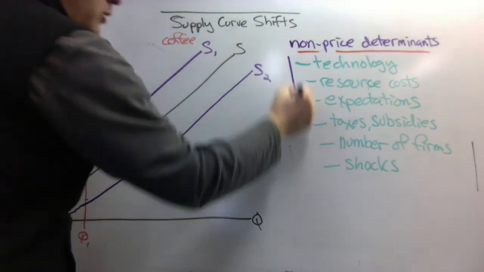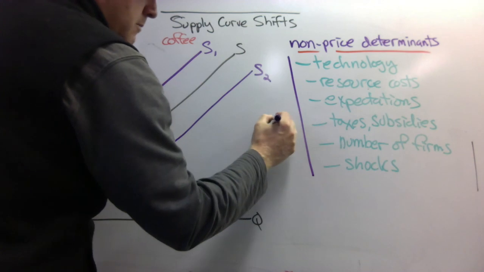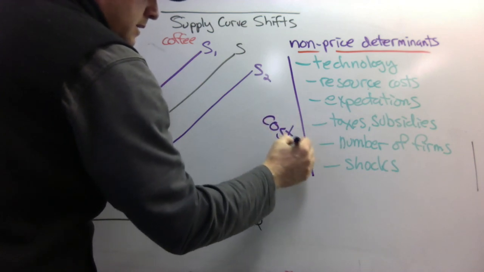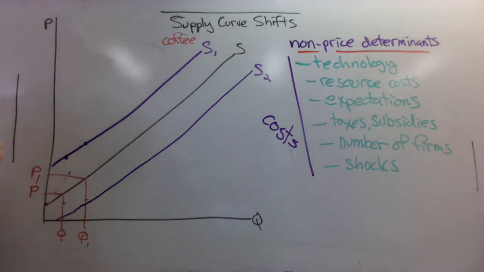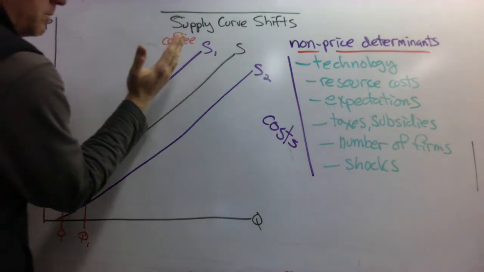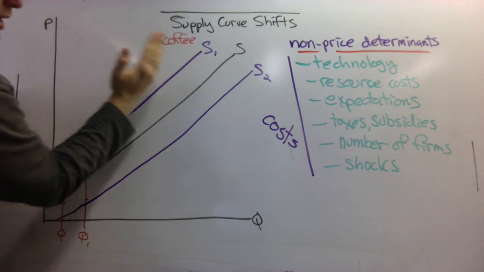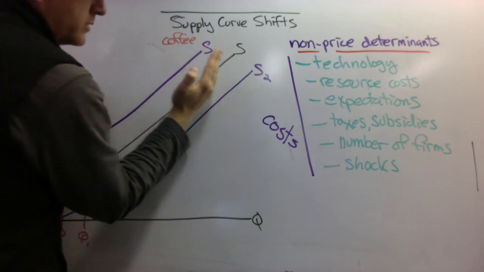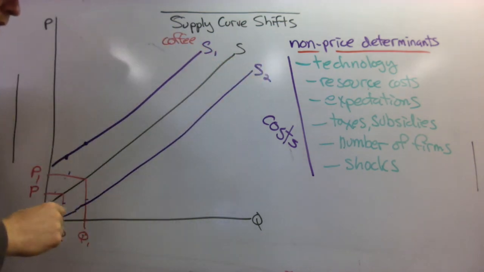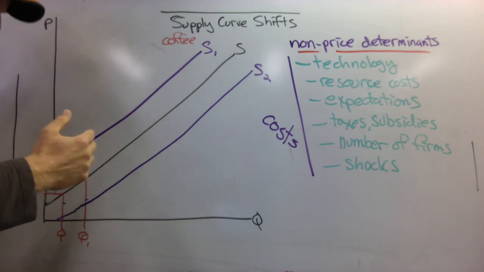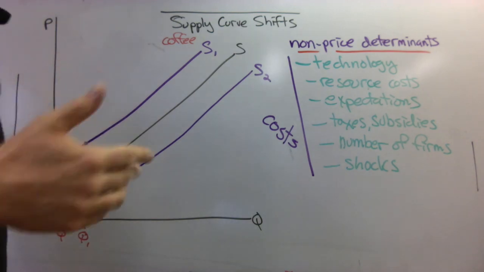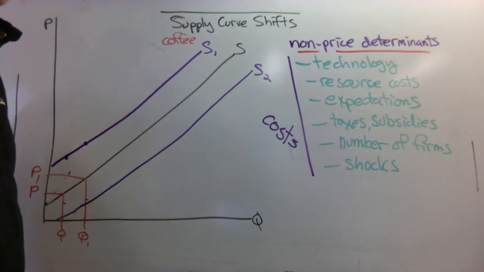So basically these are all the non-price determinants, and this all boils down to costs. If my costs increase, my supply curve is going to shift to the left. If my costs decrease, my supply curve is going to shift to the right. How steep the supply curve is going to be depends really on how hard it is to make an additional unit of output, and that's what we'll look at in the next video.